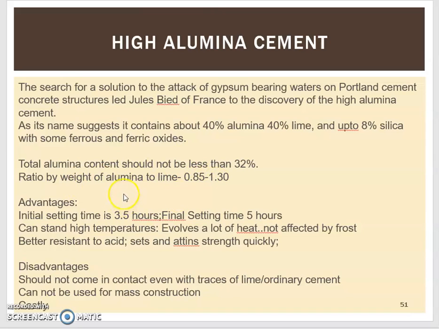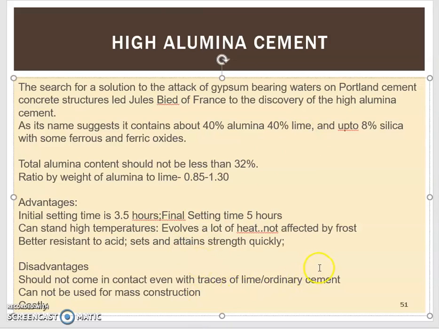The advantages of this type of cement: the initial setting time is around 3.5 hours, while the final setting time is around 5 hours. So therefore it allows time for you to mix and place. There's no hurry, it's giving you sufficient time. Then it can stand very high temperatures. It evolves great heat during setting. That's why it is not affected in frost areas. So areas where there is a lot of icing or a lot of snowfall, you can use this particular type of cement.